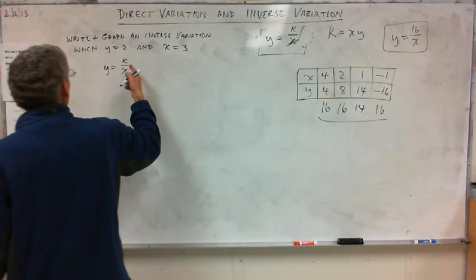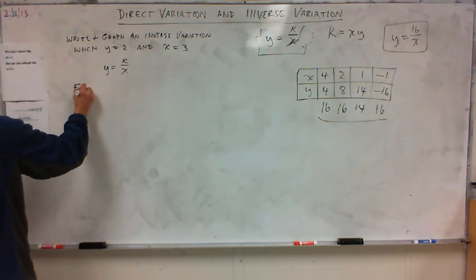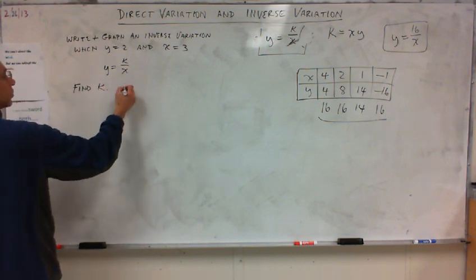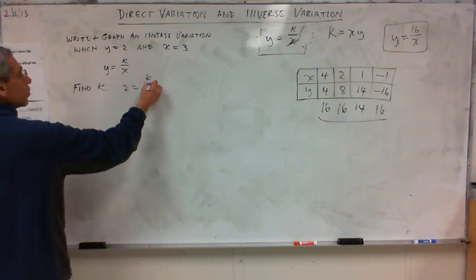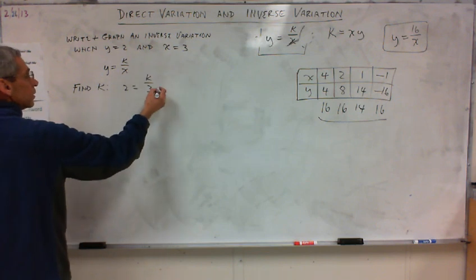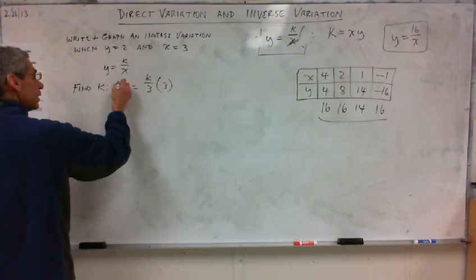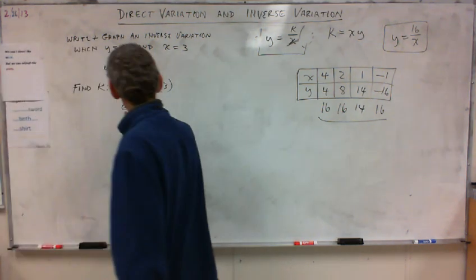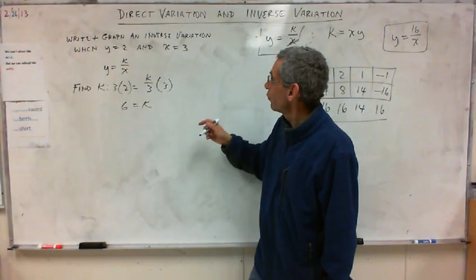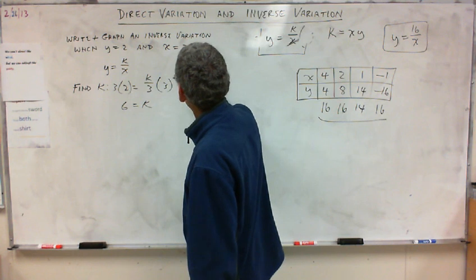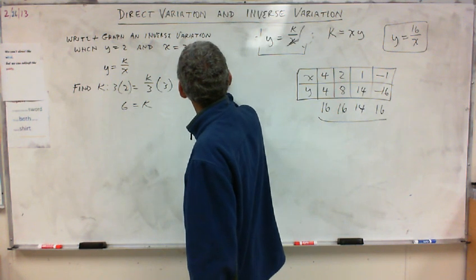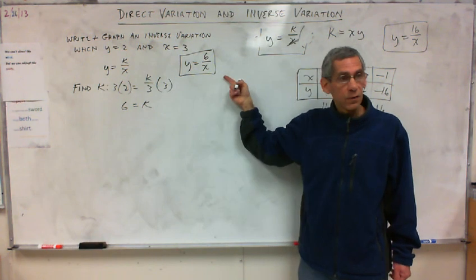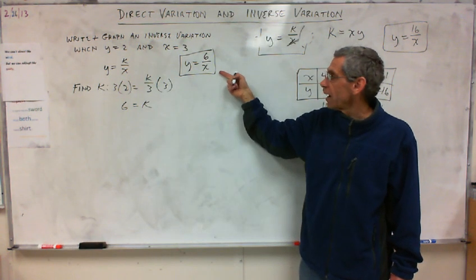So I'm going to find my k. That's what I need to do. So y is 2. 2 is equal to k over x, which is 3. If I multiply both sides times 3, 6 is equal to k. So k is equal to 6. Therefore, my formula is going to be y is equal to 6 over x. This is what I am now going to graph. You with me?